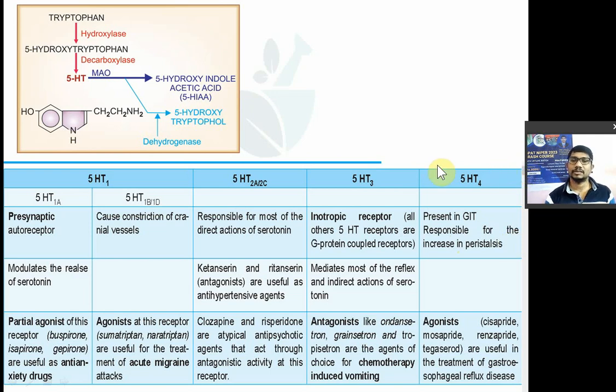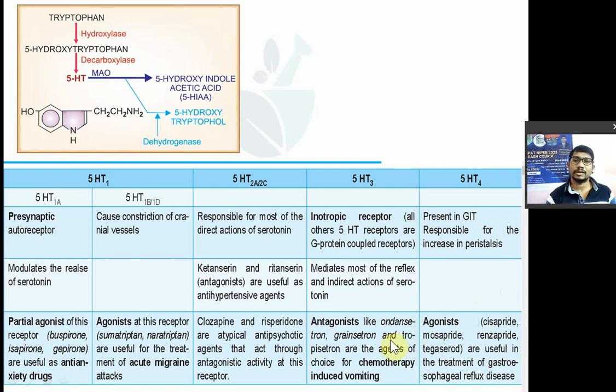5HT4 receptor is present in the GIT and responsible for the increased peristalsis. ये आपके peristalsis को बढ़ा देगा, right? And that's why agonists of these drugs like cisapride, mosapride, renzapride, tegaserod, they are useful in the treatment of GERD, gastroesophageal reflux disease. इनके जो एगोनिस्ट हैं, 5HT4 एगोनिस्ट, दे आर यूजफुल इन द GERD.